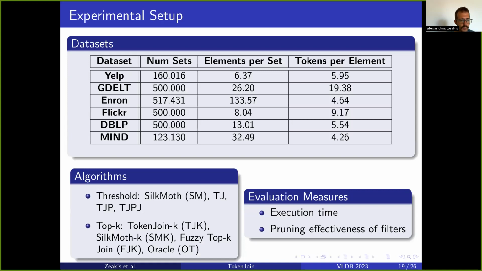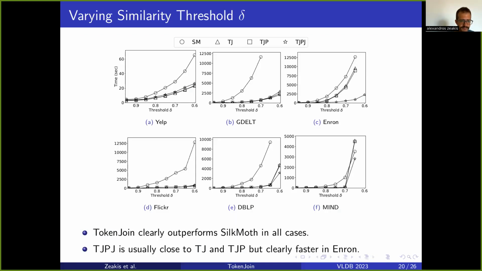The algorithms that we compare in the threshold experiments are SilkMoth, TJ, TJP, and TJPJ as defined previously. The algorithms that we compare in the top K experiments are TokenJoin K, an adaptation of SilkMoth to solve the top K problem, an adaptation of a top K join algorithm for traditional sets in order to work for sets with bipartite matching, and finally an oracle method that takes the final threshold of each setting and executes token join with this. We examine the execution time and the pruning effectiveness of the different filters.